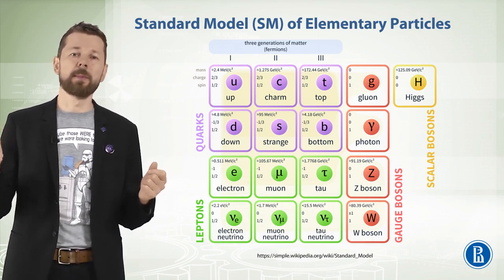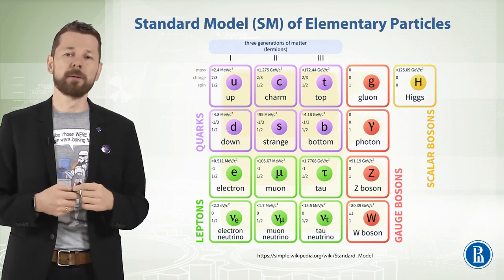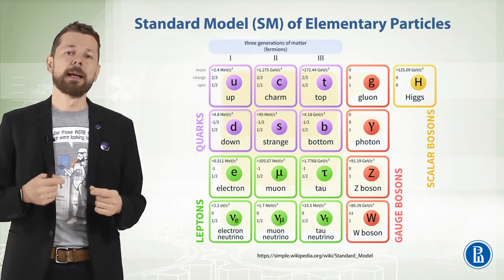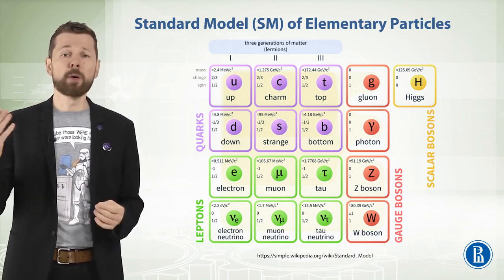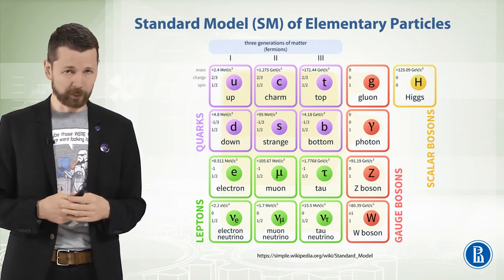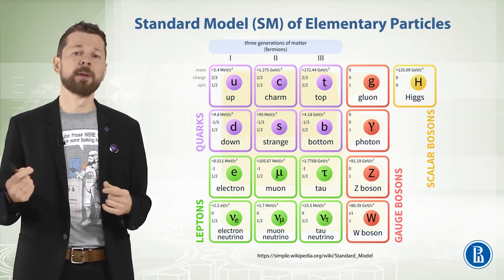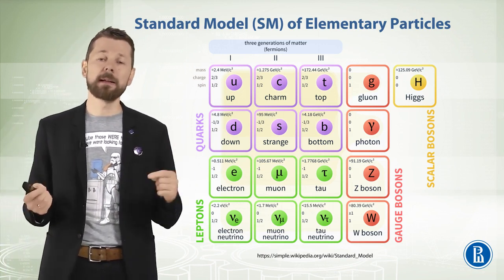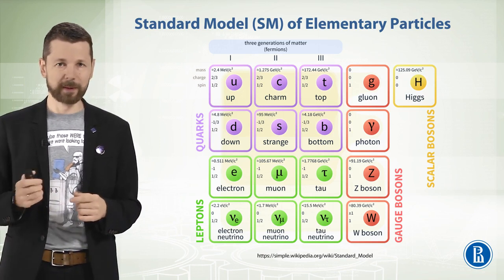Each force comes with one or more force carriers. The strong force is mediated through the gluon and binds the quarks within protons and neutrons. The photon is associated with the electromagnetic interaction. The weak interaction is responsible for radioactivity. It comes with Z and W bosons.